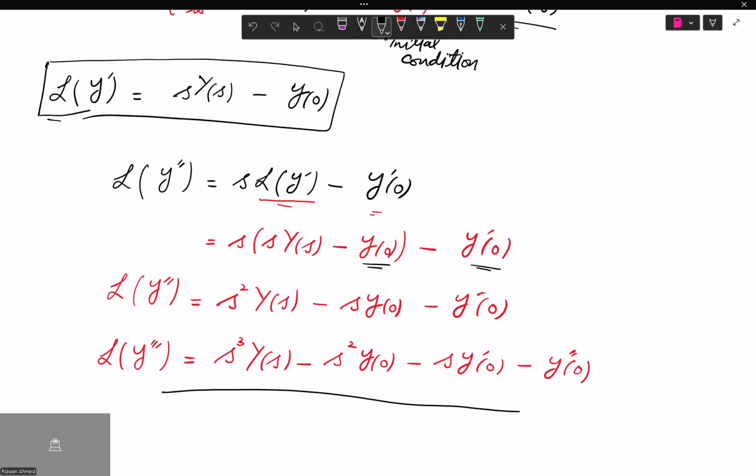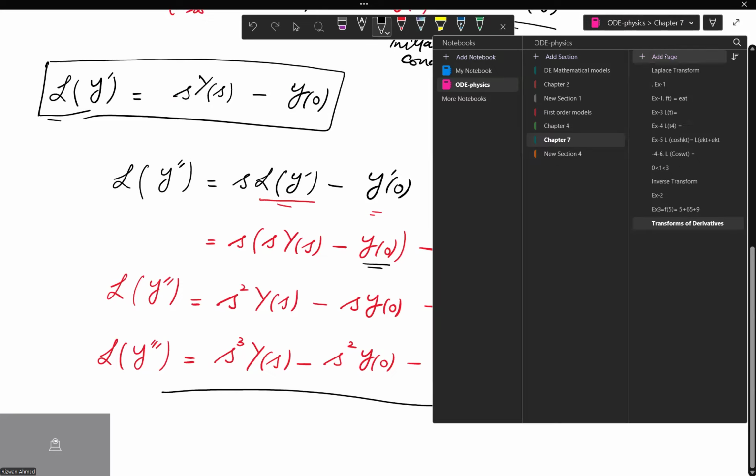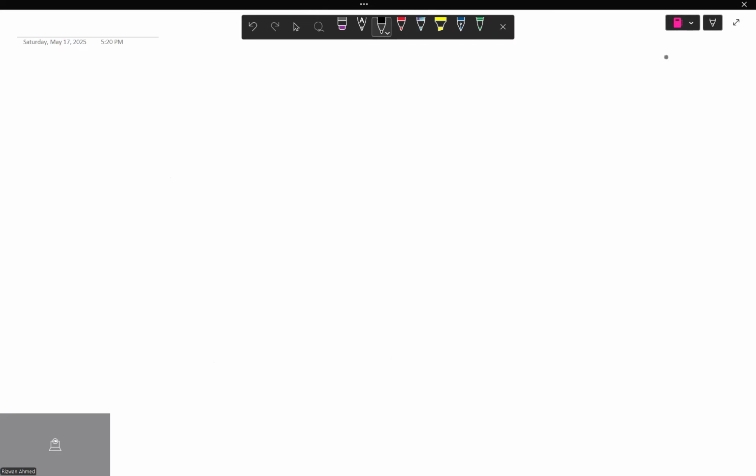So this is all the basis for solving the differential equations. So let's attempt an example. Example 1. I use the simple case of radioactive decay, which is one of my favorites, radioactive decay.